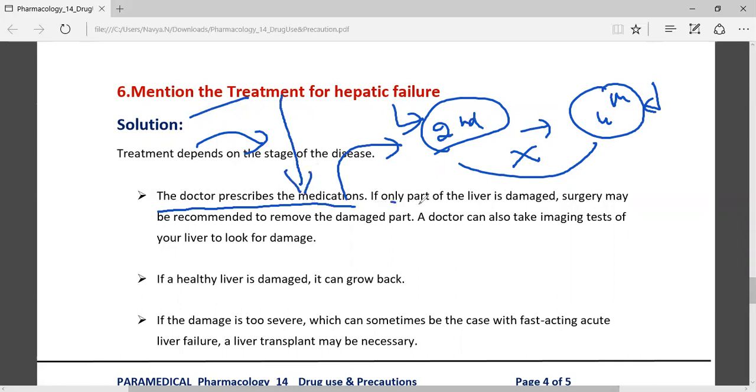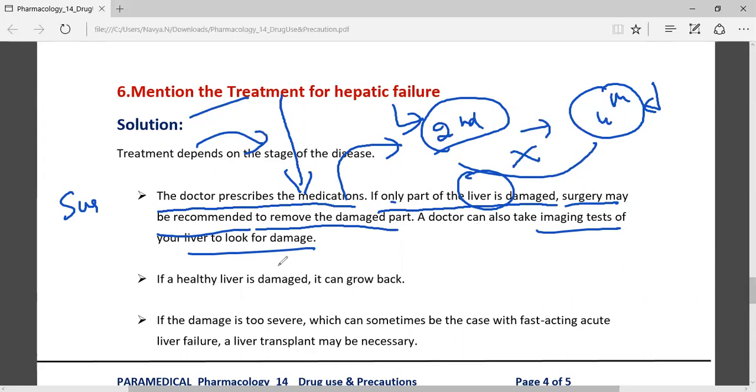If only part of the liver is damaged, surgery may be recommended to remove the damaged part. A doctor can also take imaging tests to look at the liver for damage. If the liver is damaged in part, then they go for surgery.